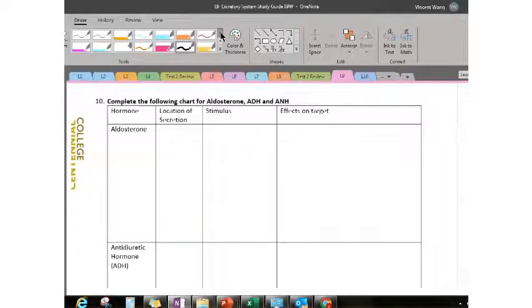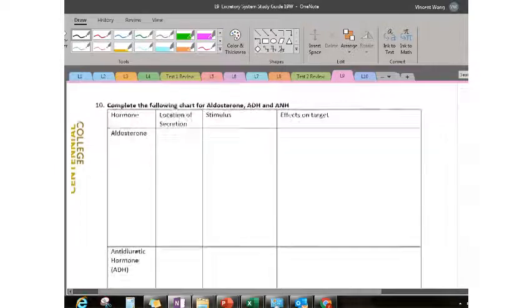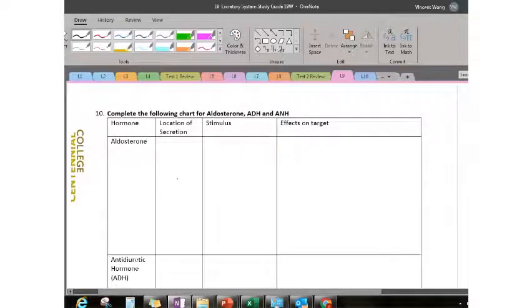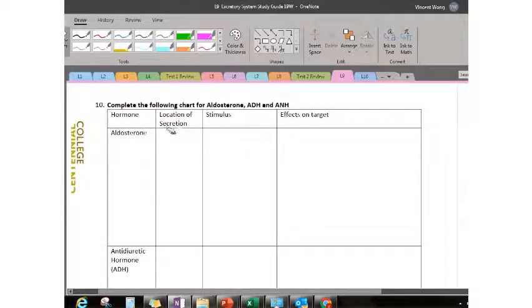various targets. So when you watched the video on the RAS system, there was aldosterone. Okay, so aldosterone, the location of secretion would be the adrenal gland. Okay, so adrenal cortex, specifically the outside of the adrenal gland. So the adrenal gland sits on top of the kidneys, and there is the adrenal cortex outside, and there is the adrenal medulla. So the aldosterone comes from the adrenal cortex, the outside.